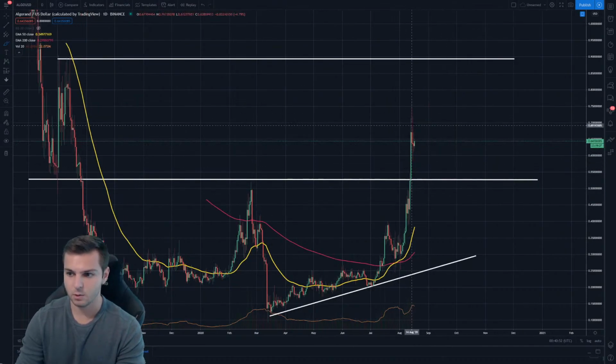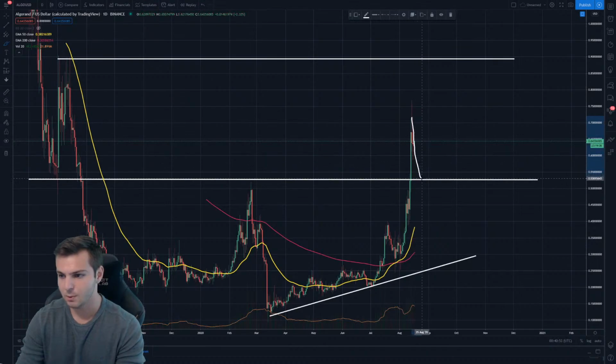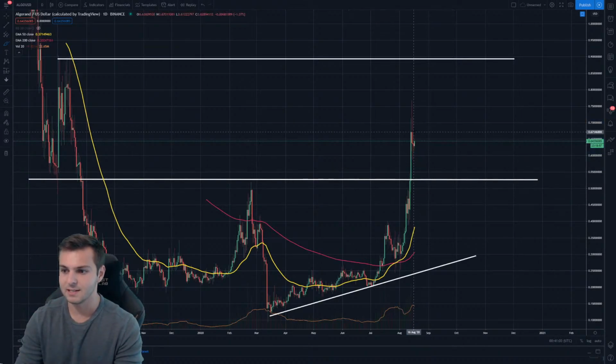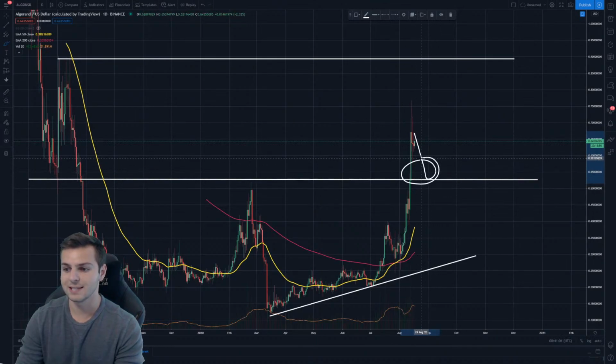So if Algo wants to come down and retrace to anywhere, I would expect it to come down to this area right here. What is this, like 0.531? Come down into this area, use this guy as support, and then head back up.